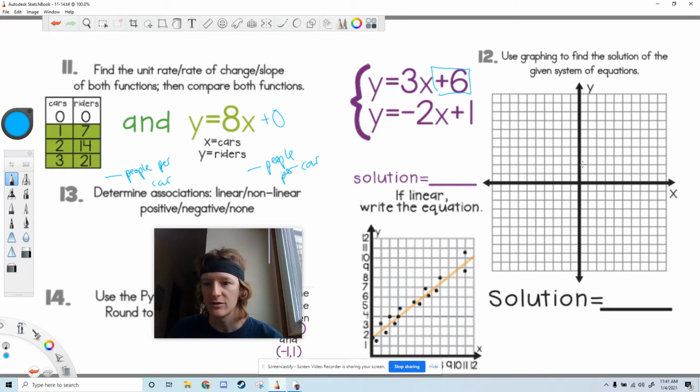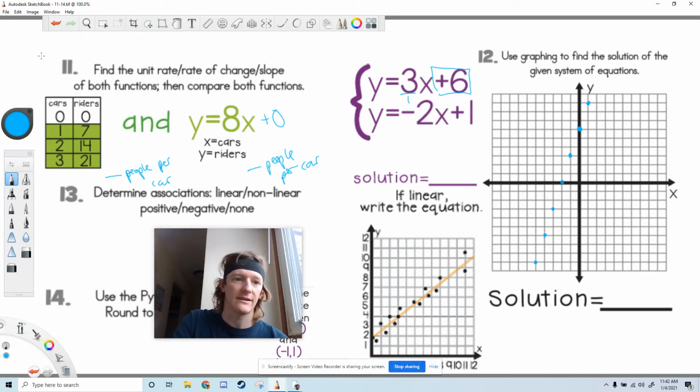Starts at 6. 1, 2, 3, 4, 5, 6. And the slope is up 3 over 1. I know it's up because it's positive. And it's 3 over 1, so its rise is 3. Its run is 1. So we're going to go up 3 over 1. Kind of ran out of room, so instead let's go the other direction. Down 3, left 1. Down 3, left 1. Down 3, left 1. That'll be our line there.